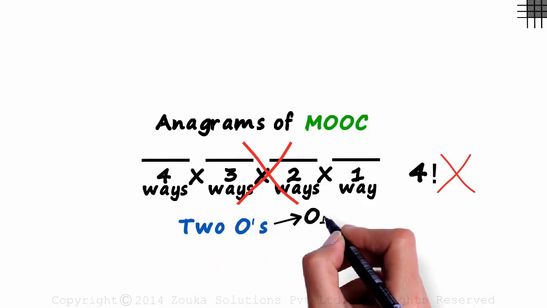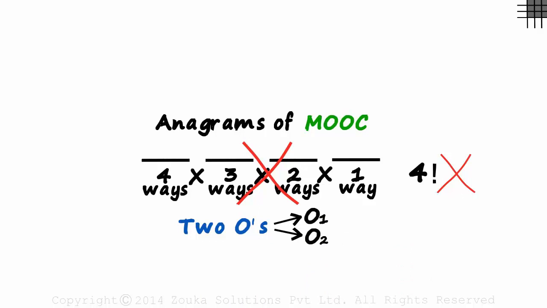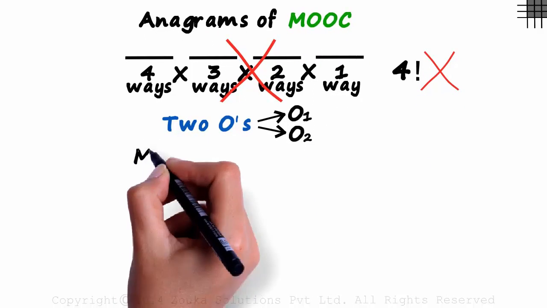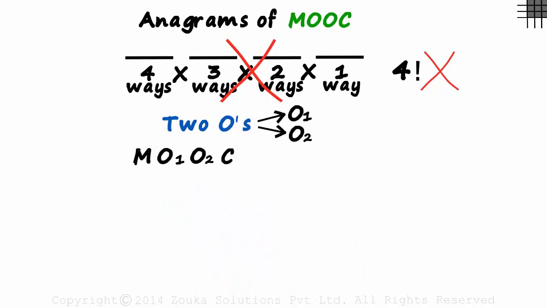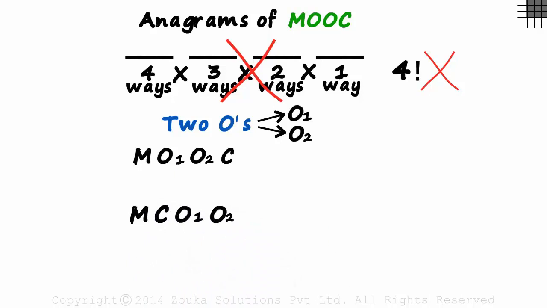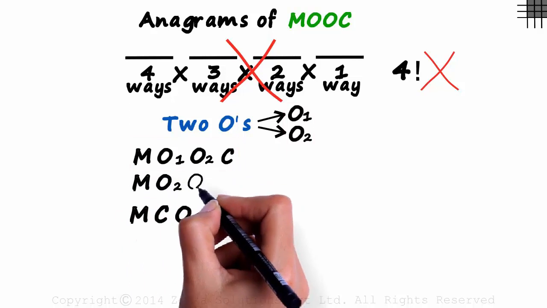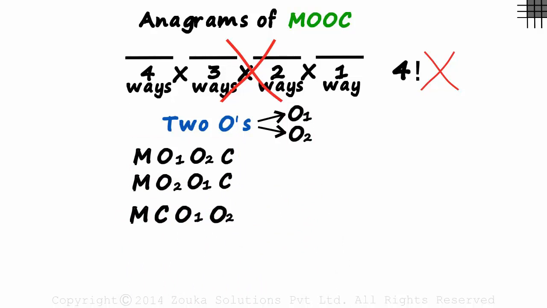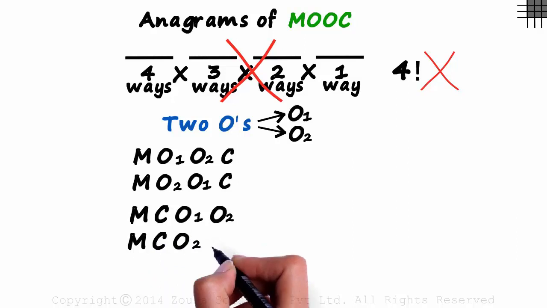Let's call them O1 and O2. Assuming they are different, let's look at a few anagrams. One would be M, O1, O2, C. And another one would be M, C, O1, O2. Now assuming the O's are different, can we write the first one as M, O2, O1, C? Yes, we can, as the O's are assumed to be different. And we can write the second one as M, C, O2, O1.